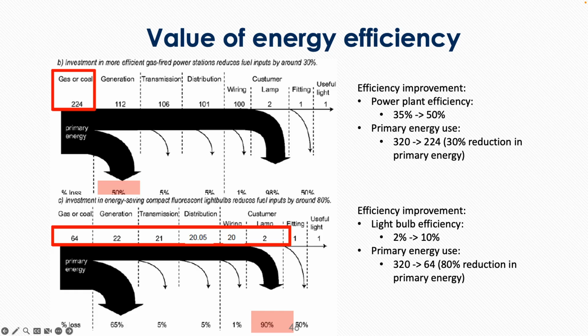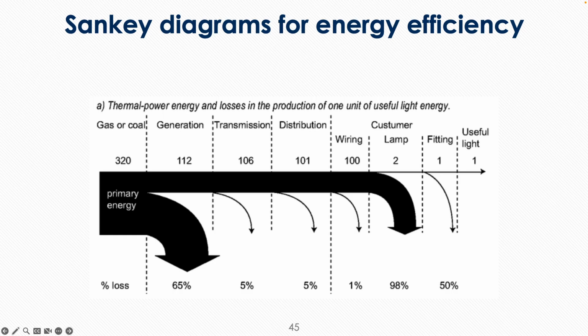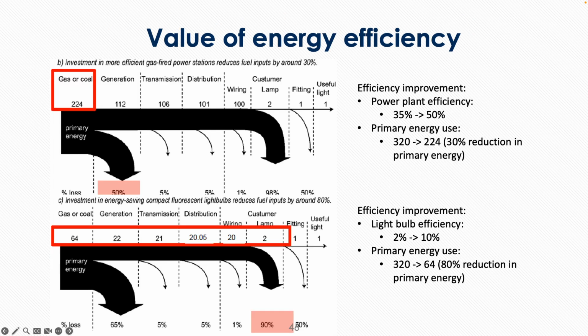And so the amount of coal that we need compared to before was 320, and now because I've improved the coal plant by 15%, I only need 224 units of coal.